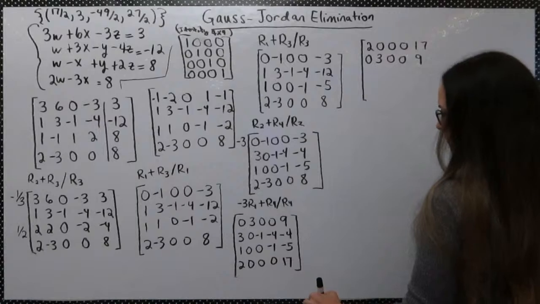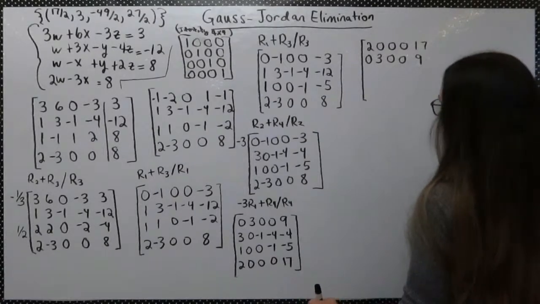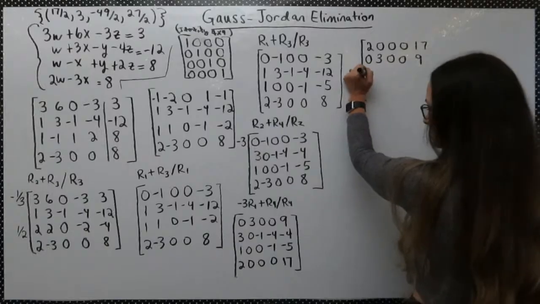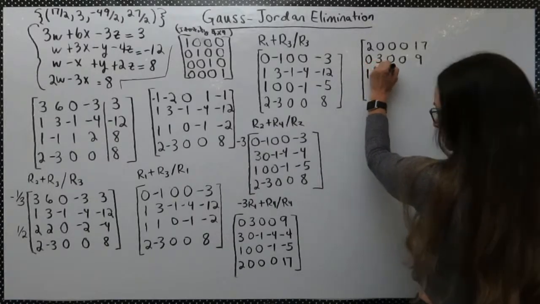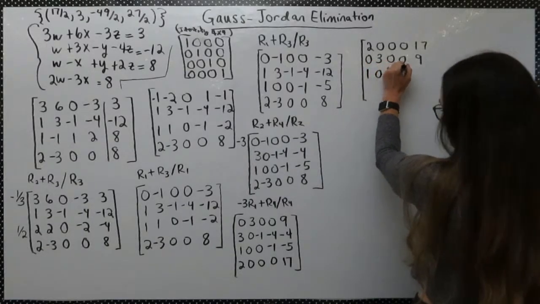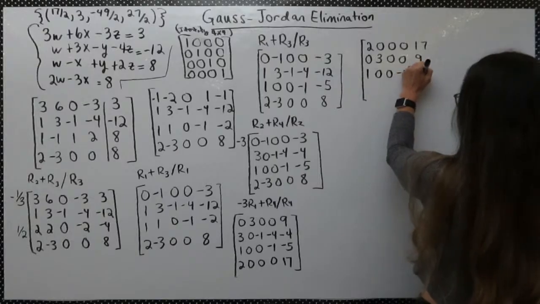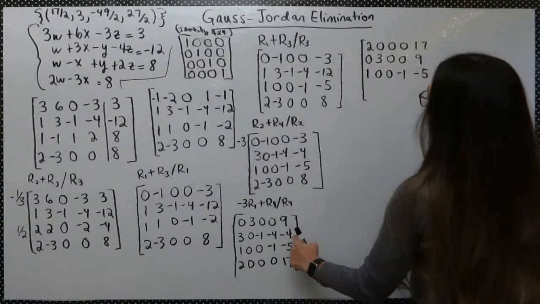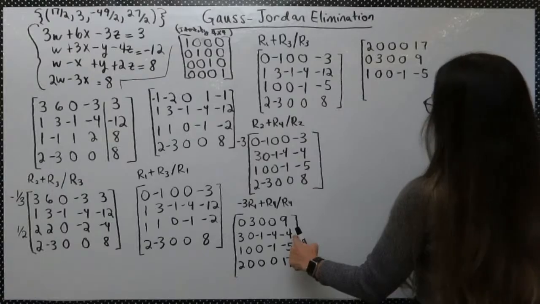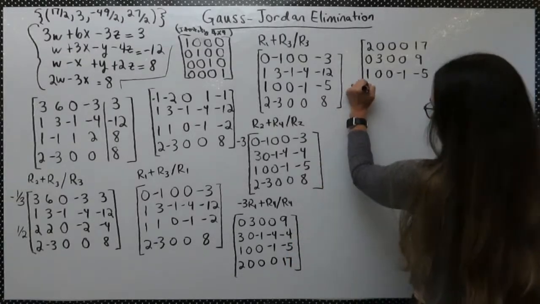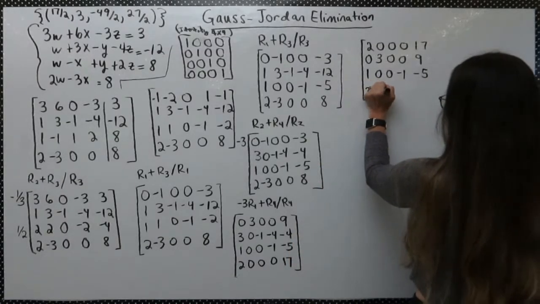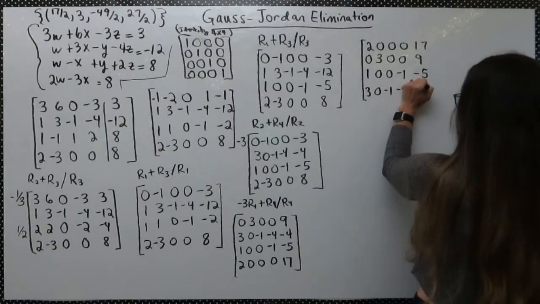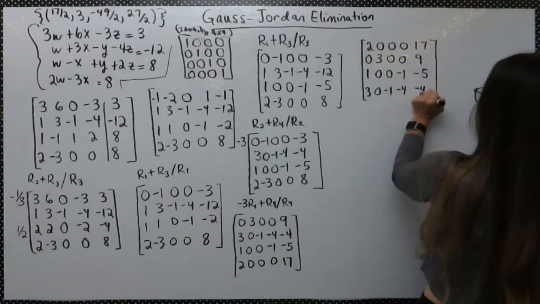It's a tough call what I'm going to do next. We'll leave the row 3 alone: 1, 0, 0, -1, -5. And then this will be our new row 4, it looks like. We've got 3, 0, -1, -4, -4.